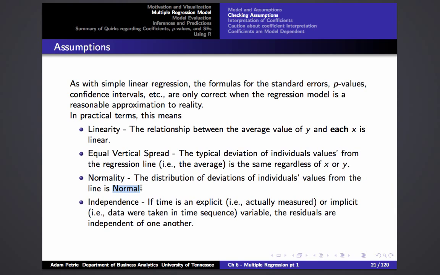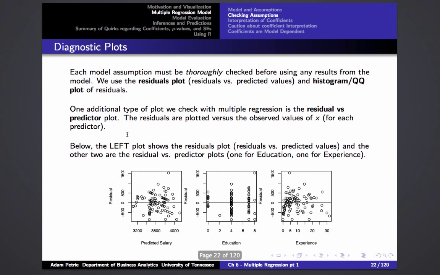And finally, and this is one that we haven't really gone into too much detail, if time is an explicit variable in the data set, so we actually measured it like the day of the week, or if it's implicit, in other words, the data was taken as a time sequence, so each sequential observation in the data represents, say, a new day, the next day in the series, then we need to make sure the residuals are independent from one another. And we'll talk more about that at the end of the semester. So here are our assumptions regarding the regression model.